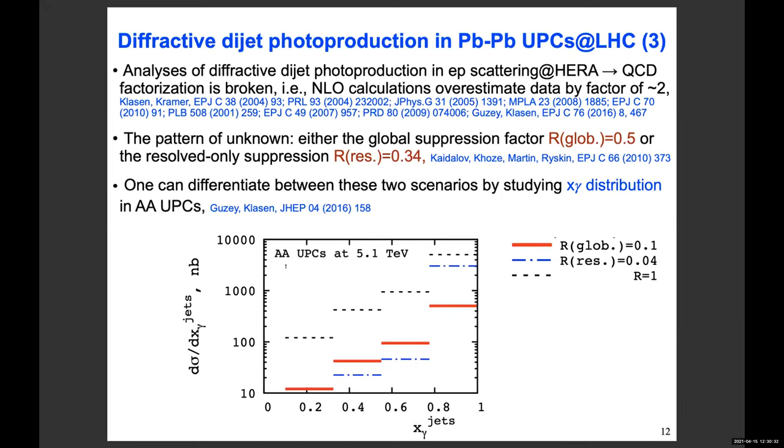The last point I would like to raise: analysis of diffractive dijet photoproduction in electron-proton scattering at HERA shows that QCD factorization is broken. That is, NLO calculations overestimate the data by a factor of 2. However, the pattern is unknown. The same data can be described either by a global suppression factor of 0.5, or one can suppress only the resolved photon contribution by a factor of 0.34. In our analysis, we show that by studying the x_gamma distribution of diffractive dijet photoproduction in ultraperipheral collisions, one can actually differentiate between these two scenarios, and this is presented here in this plot.